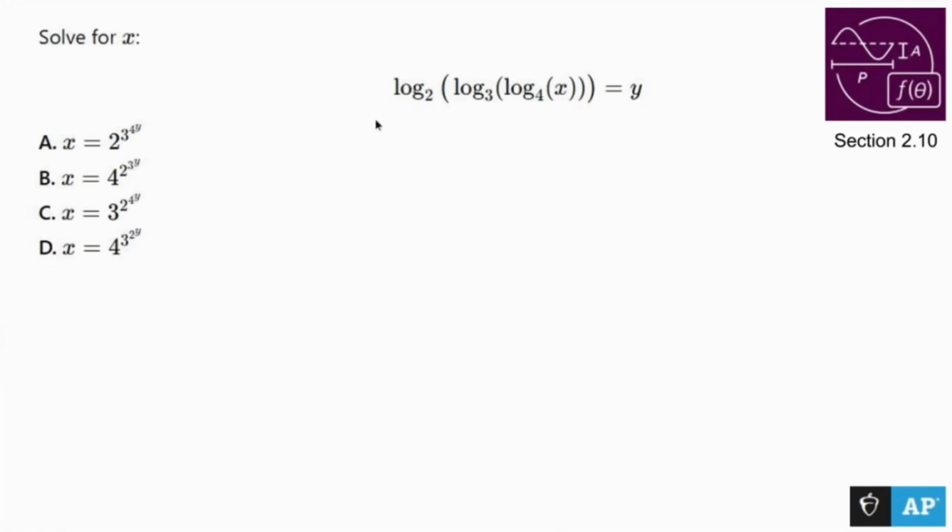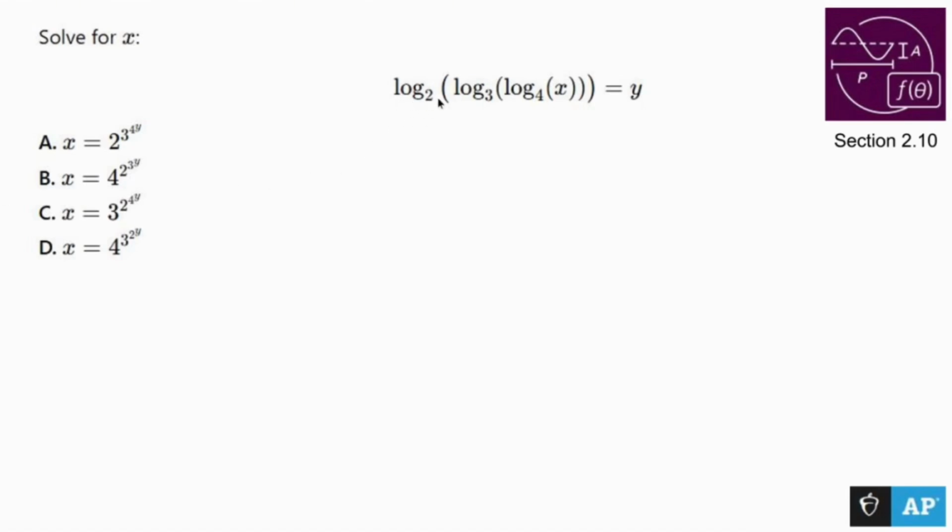This is a weird one. Solve for x: log base 2 of log base 3 of log base 4 of x equals y. So I have to unleash that x, which is trapped inside 3 different logs. Well, let's work on the outside and work our way in.